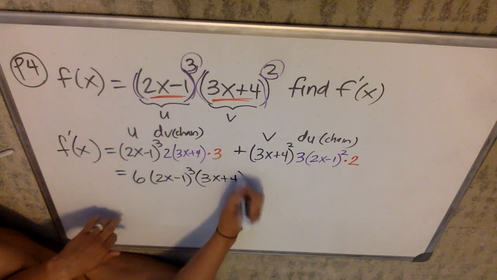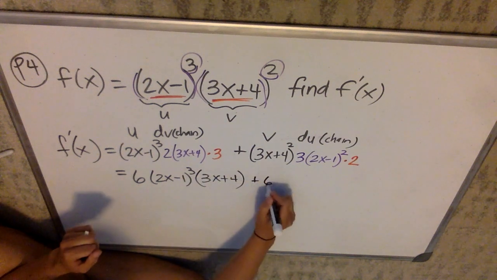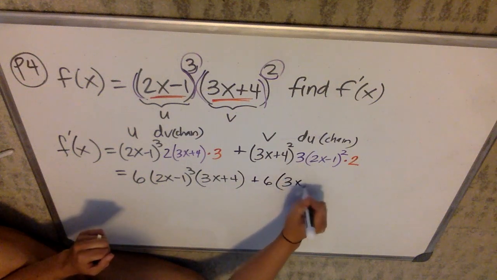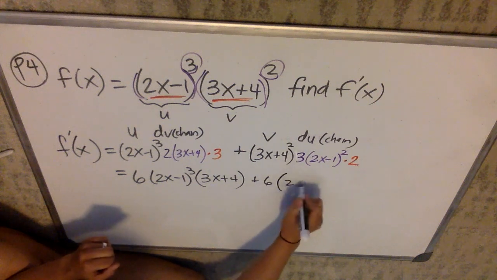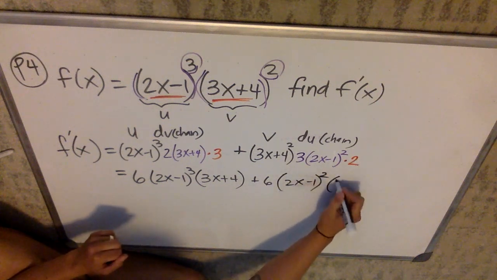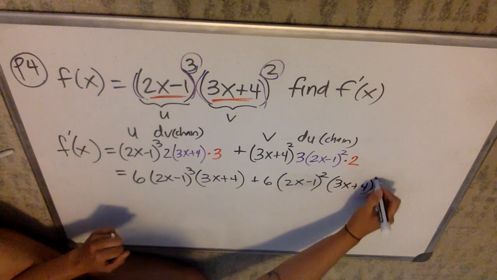I'm not going to FOIL things out, and I'll show you why in a sec. Plus a 6 times 2 of this guy. Oh, here, let me put them in the same order. I'm going to put this guy first. 2 of this guy and 2 of this guy. It doesn't matter what order they're in, I just think it looks prettier this way.